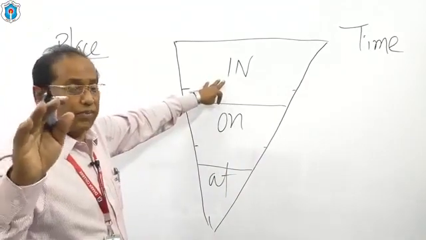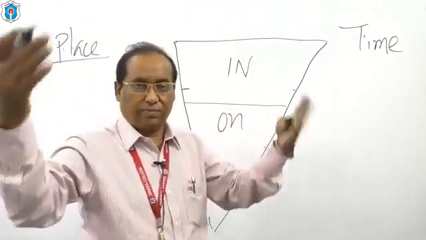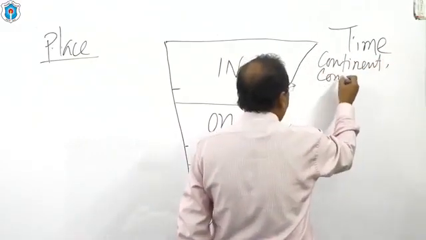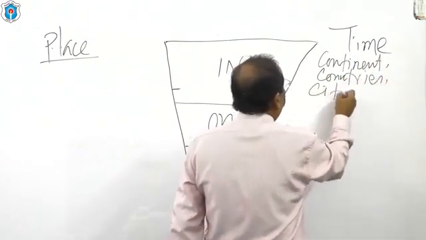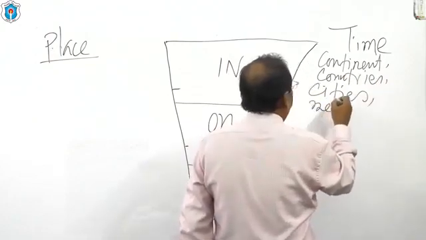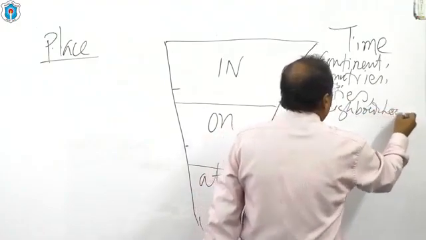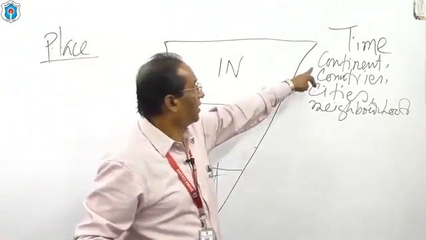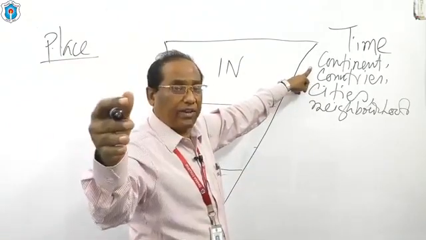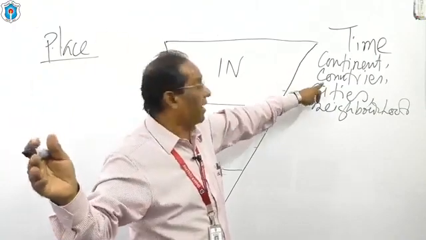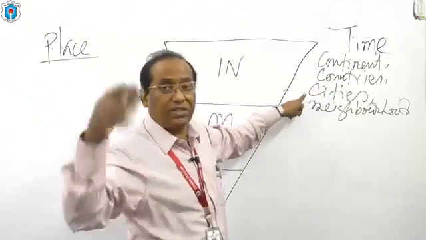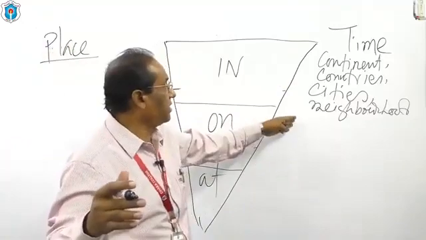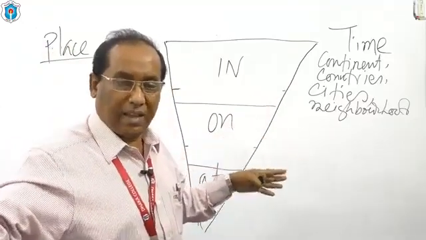In is used in case of place, the biggest places like continent, Mahadesh, countries, cities, neighborhood. So think all these are the biggest: continent, Mahadesh, in African continent, subcontinent, in Indian subcontinent, countries in Bangladesh, in India, in Pakistan, cities in Dhaka, in London, in Washington, neighborhood in Manhattan, in Chinatown. All these are the biggest spacious places or locations.